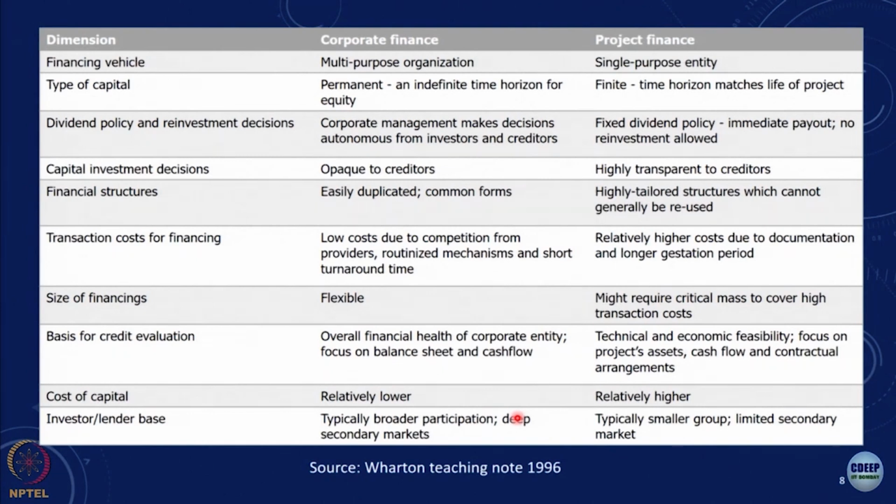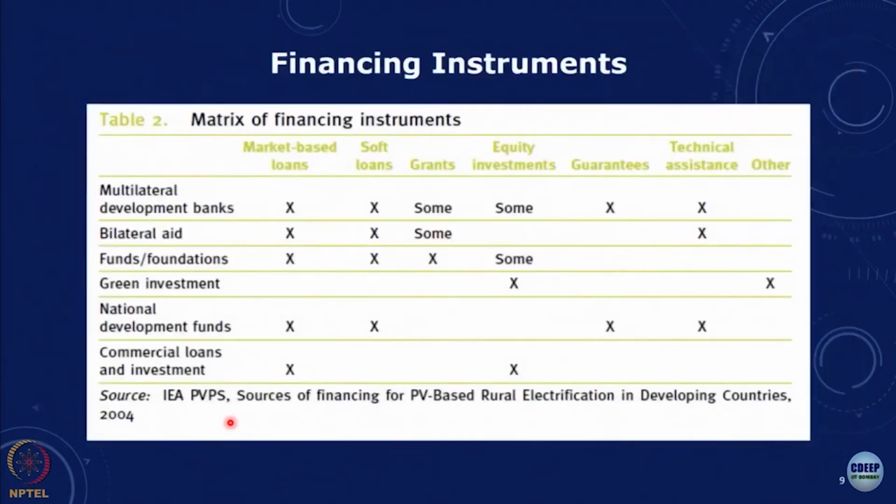And corporate finance relatively has lower costs of capital, while project finance has higher costs of capital. And corporate finance has a larger, broader participation by an investor base and has deep secondary markets. Project finance typically has a small group of funding agencies, and there's a limited secondary market. So you can see that there is a distinct difference between corporate finance and project finance.